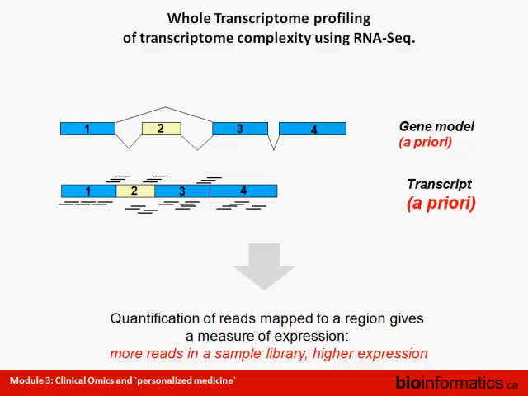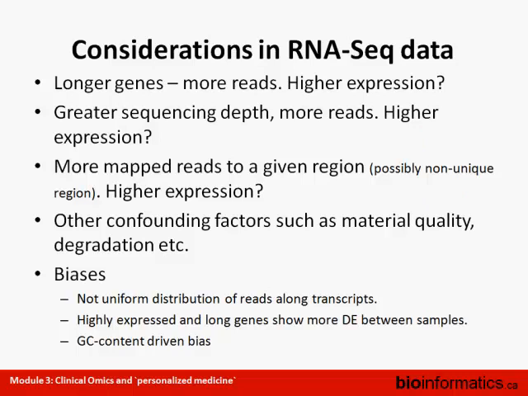Then you take a collection of RNA-seq reads and you map them onto your transcript sequences. And then you cover both exonic regions and junction regions. By quantifying the number of reads that are mapped to this particular sequence of a transcript isoform, this quantification of reads gives you a measure of expression. So basically the idea is, more reads in a sample library, the higher the expression. But now, is it really true that more reads mean higher expression? And the answer is no.